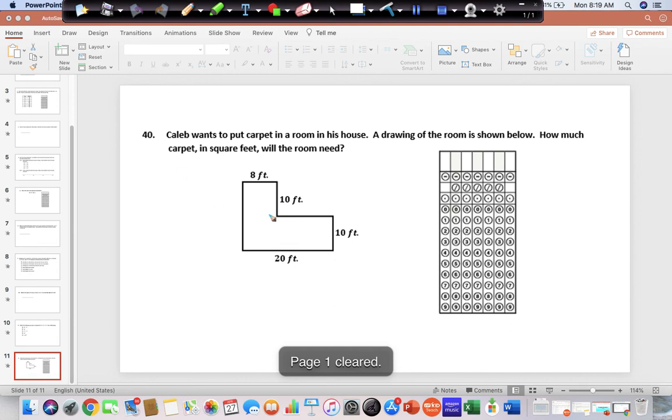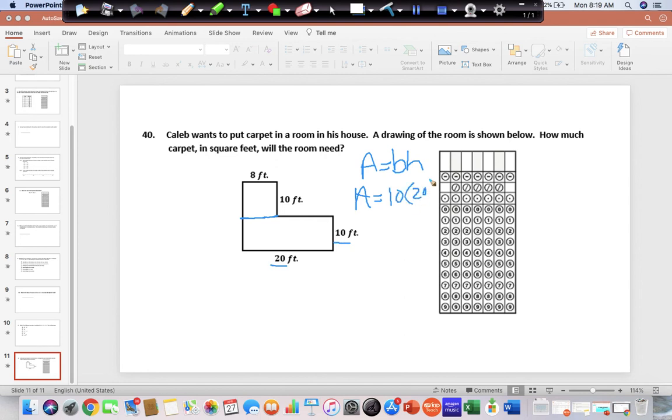I like to draw the line here because base times height is what we're doing because we're finding the area of both of the rectangles and then we'll add them together. The base and the height for this rectangle is 10 and 20. And 1 times 2 is 2, and we have 2 zeros, so 200. That's for this one down here.